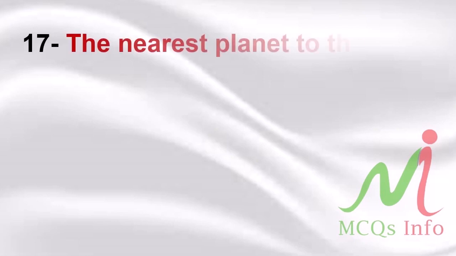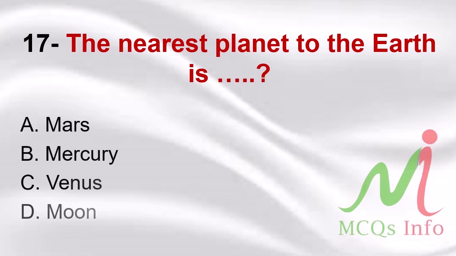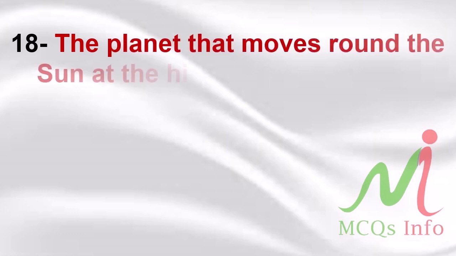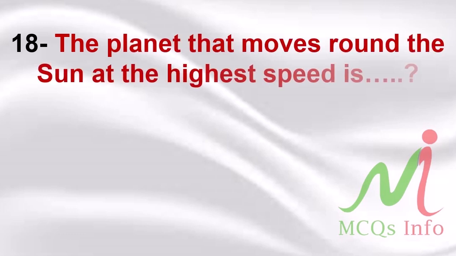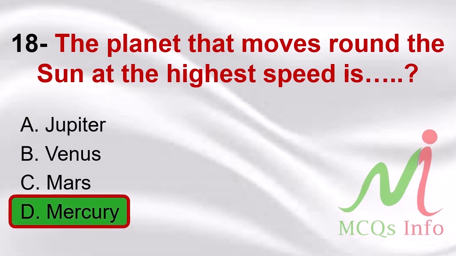The nearest planet to the Earth is A Mars, B Mercury, C Venus, D Moon. Correct option is C Venus. The planet that moves round the Sun at the highest speed is A Jupiter, B Venus, C Mars, D Mercury. Correct option is D Mercury.